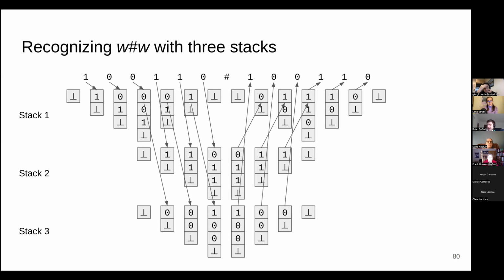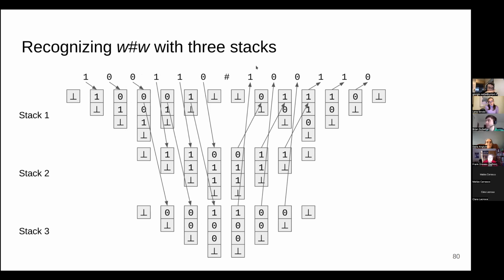It turns out that in the case of cross-serial dependencies, that would be this language w marker w, you can actually recognize this language with an automaton that has access to 3 stacks. I'll quickly go through it. The way it works is you split the string w into 2 halves. While reading the first half of the first w, you push it to stack 1. While reading the second half, you push that to stack 2, and then you move the symbols from stack 1 to stack 3 in reverse.